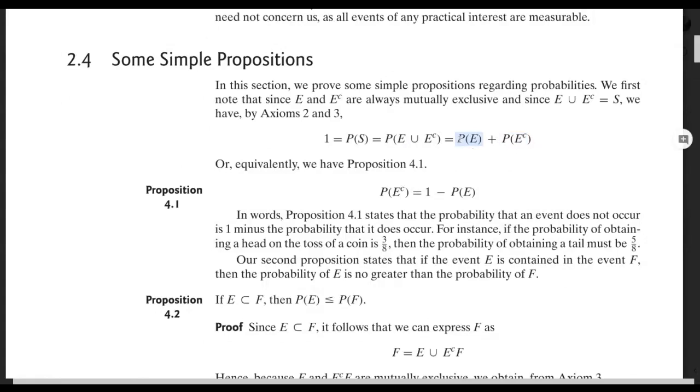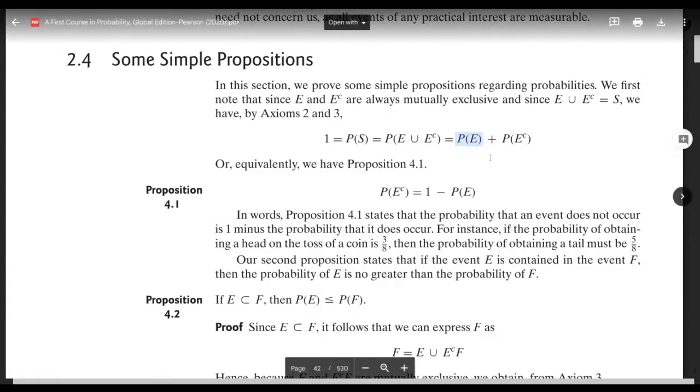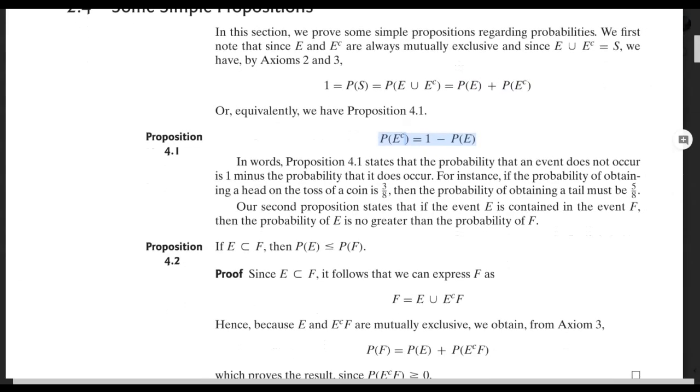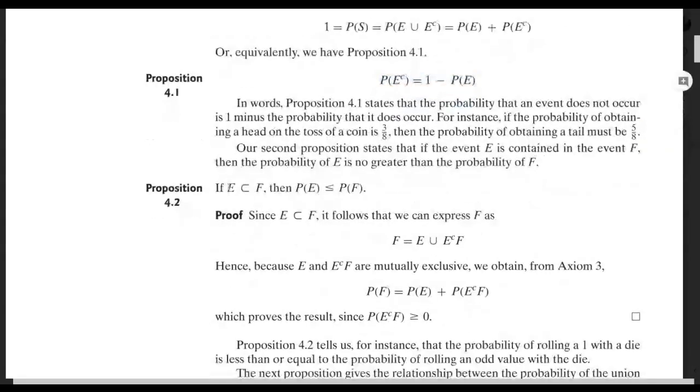So that's why a lot of times we find the probability of an event using 100% minus the probability of its complement, or vice versa. The probability of the event complement equals 1 minus the probability of the event. A lot of times we use this equation. So proposition 1. Proposition 2: if an event is included in another event, that means the probability of the smaller event has to be less than or equal to the probability of the bigger event.